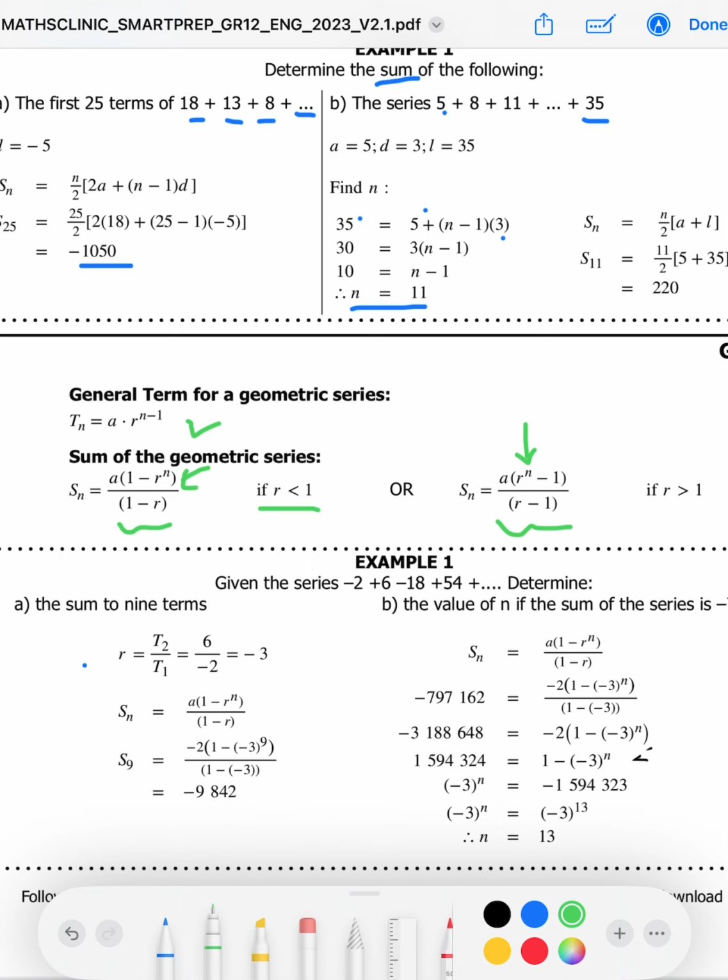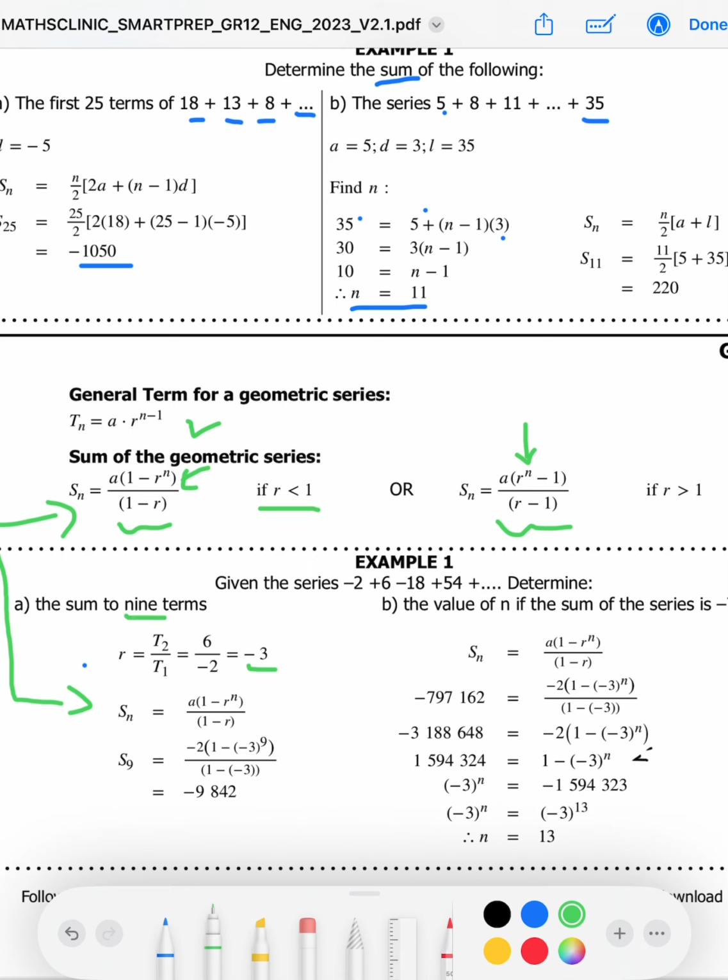And then since minus 3 is less than 1, we have to use the first formula to address this. And then we just substitute the ratio, and then we substitute the number of terms we're summing, because they already said we're summing 9 terms. And then we substitute the first term, which is minus 2. And then with that, we are able to get minus 9,842.